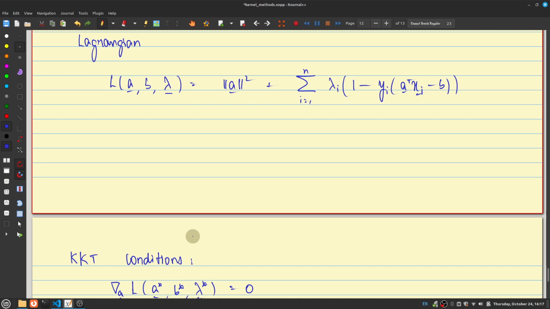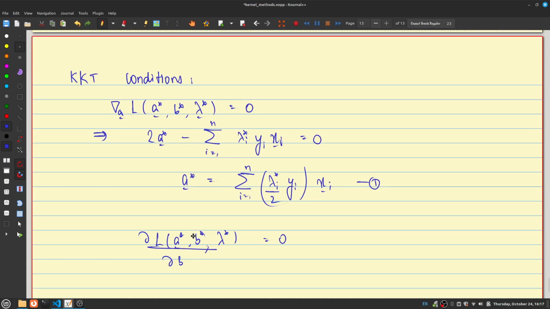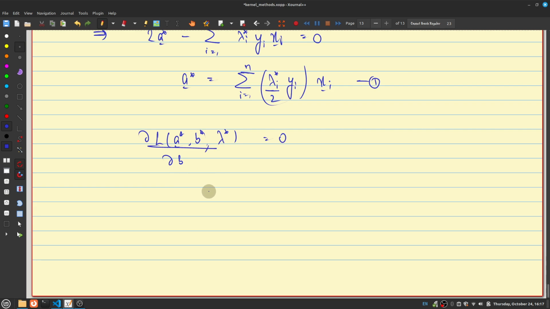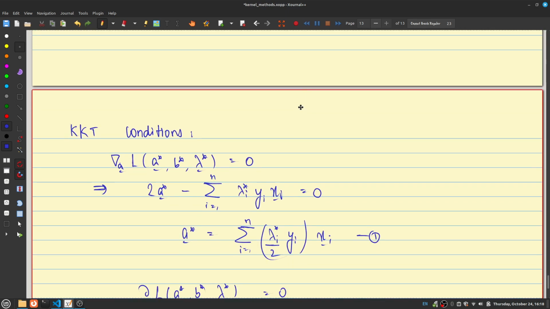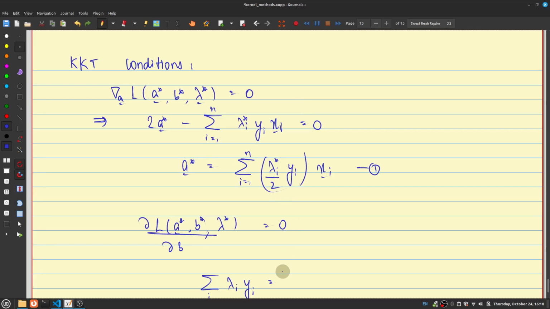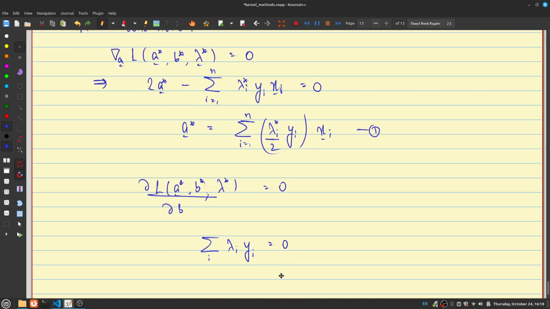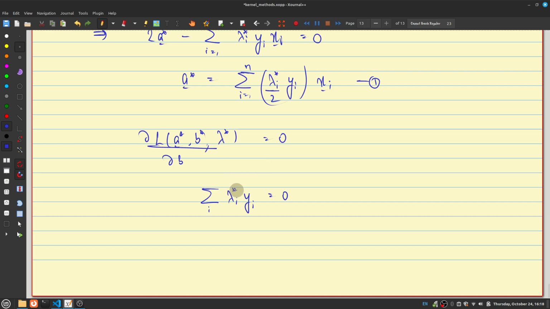Yeah. Right. So summation lambda I yi should be equal to 1. Yi, so this is the partial derivative, the plus, so the summation lambda I yi, this should be equal to 0, right? All right, what are the other conditions?